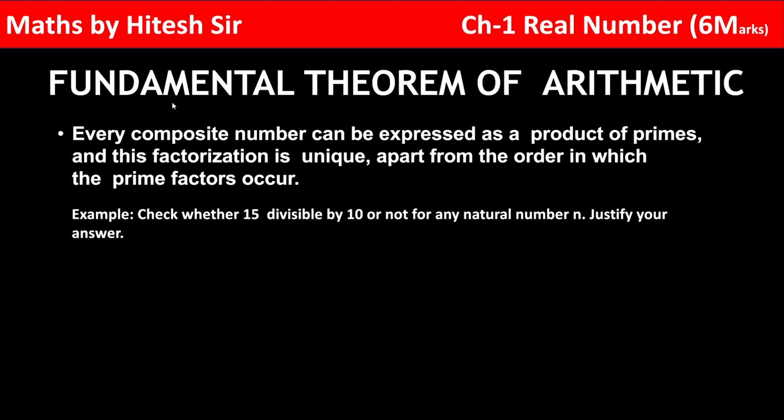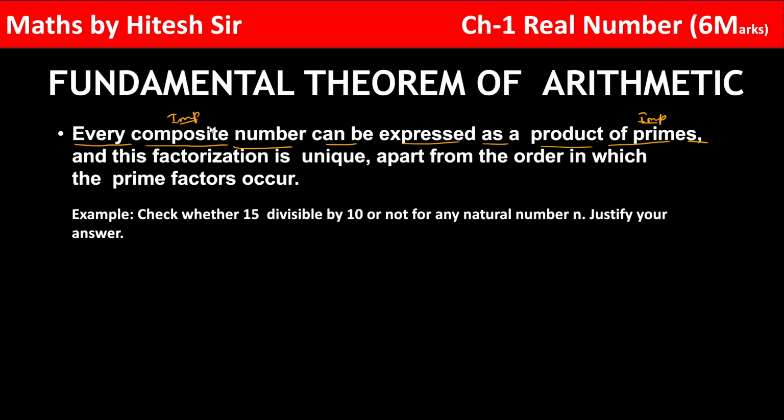First, the fundamental theorem of arithmetic. We need to understand what the fundamental theorem of arithmetic is. According to it, every composite number can be expressed as a product of prime numbers. So here the words are composite number and prime number, and we need to understand what a composite number is.